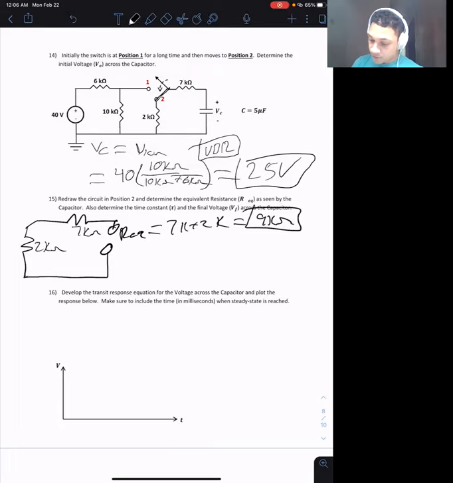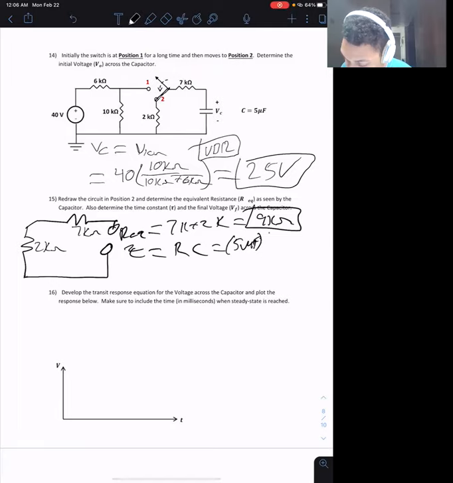The next step is to find tau. So that is RC, R being the Thevenin resistance or the equivalent resistance, and C being the value of the capacitor. So the capacitor was 5 microfarads, and the Thevenin resistance was 9 kiloohms. So we're going to get 45 milliseconds.